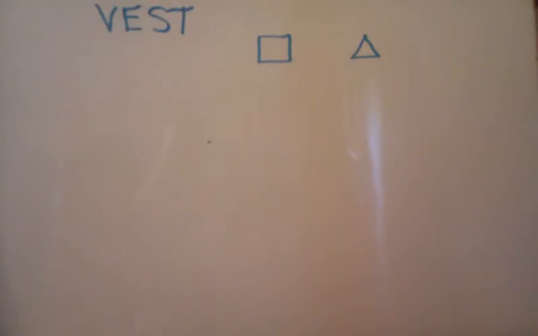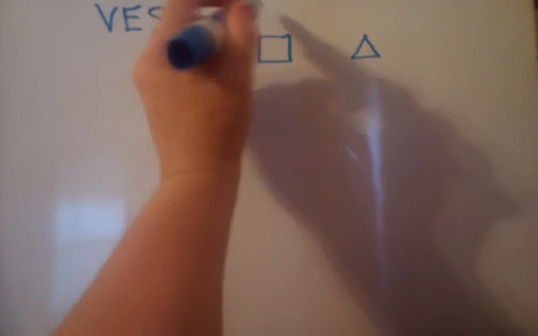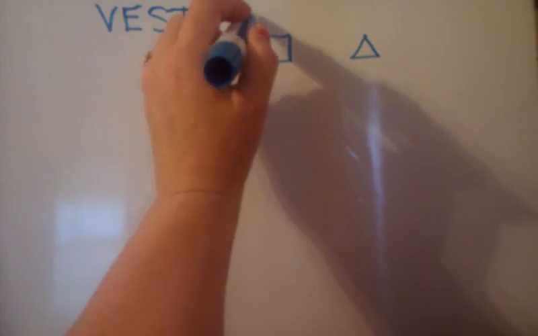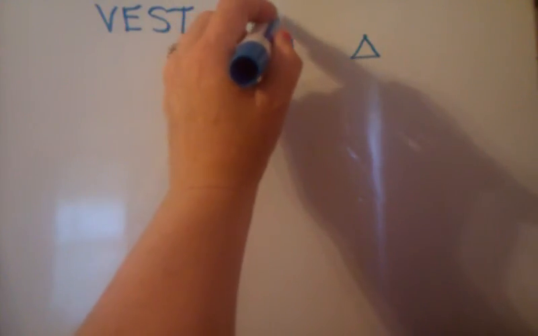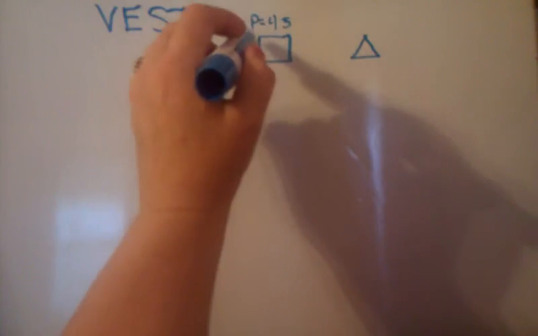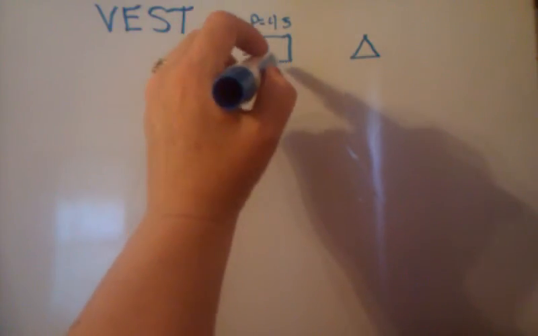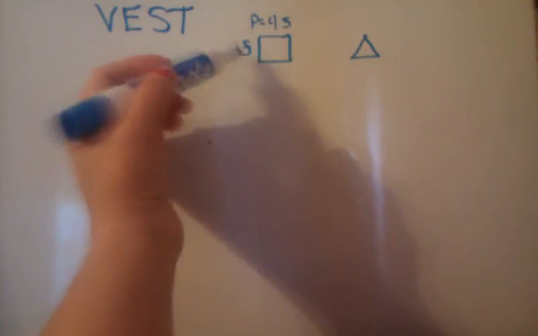So let's look at the formula. What is the perimeter for a square? Perimeter just means we add around the outside. The perimeter of a square is P equals 4s. On a square, these are called sides. That's why it's an S.